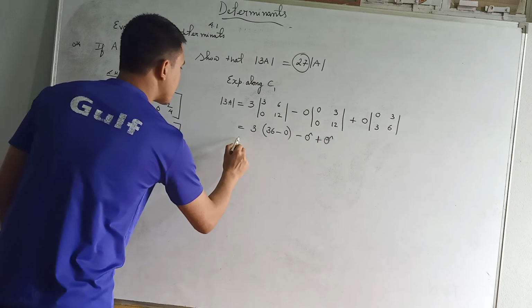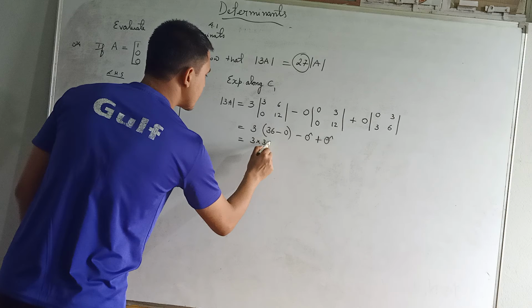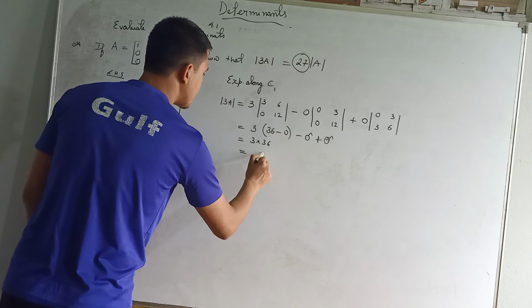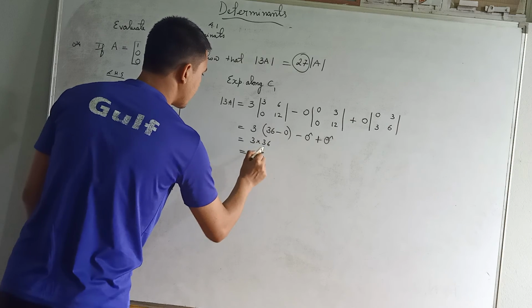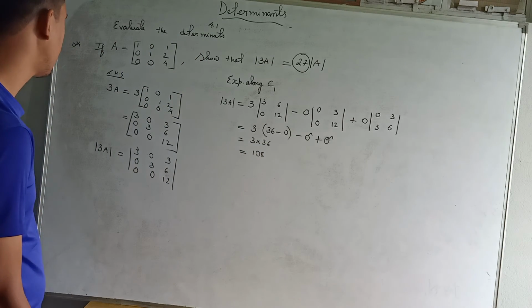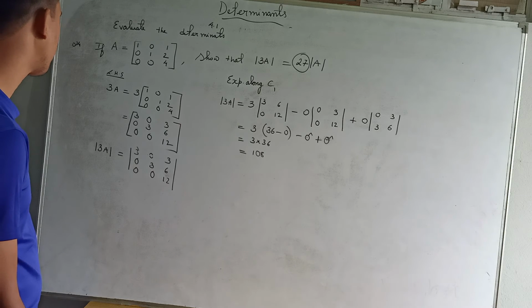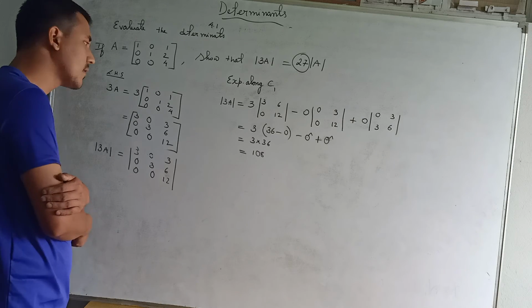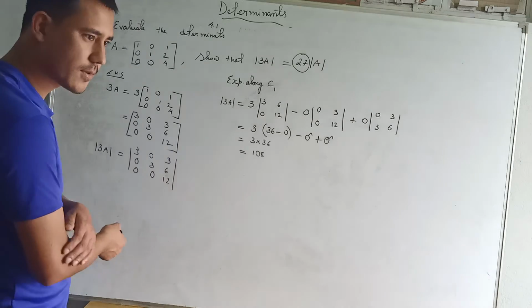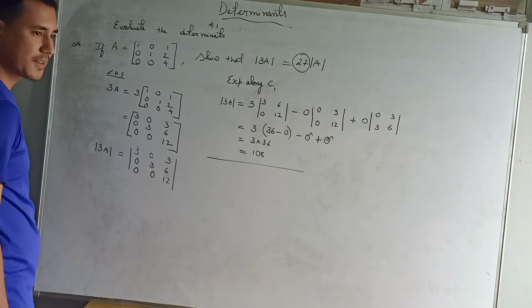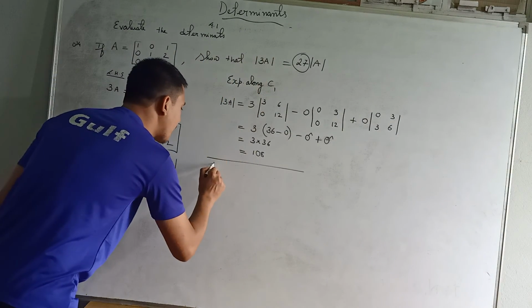Okay. So this is 3 times 36, which is 3 6s are 18, 3 3s are 9, 108. It's 108. Let's make sure that it's correct. Okay. Now your right hand side.